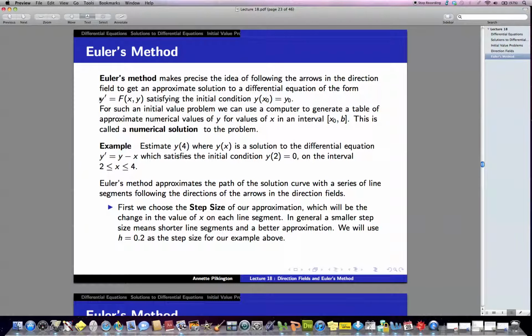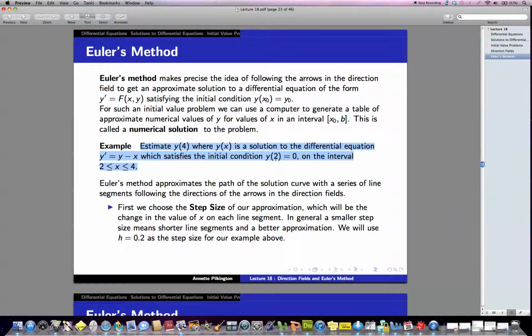So Euler's method applies to differential equations y prime equals f of x, y, where I have a formula for the derivative of y with respect to x in terms of x and y. And here's a typical example of what I might want to do with Euler's method. Suppose I have the differential equation y prime equals y minus x, and I start at the initial point with y of 2 equals 0, and I want to make a prediction about the value of y of 4.